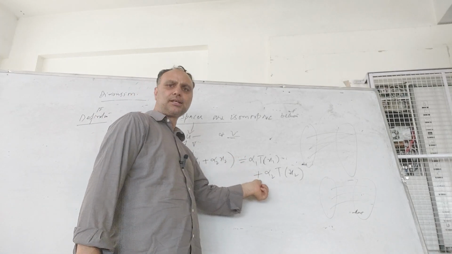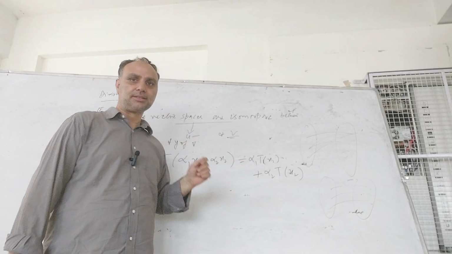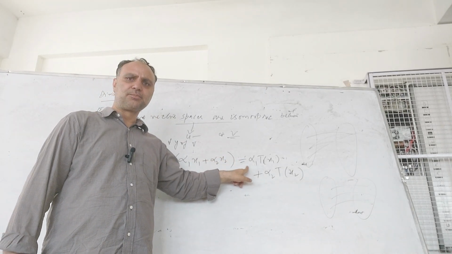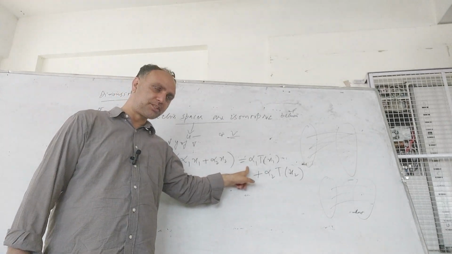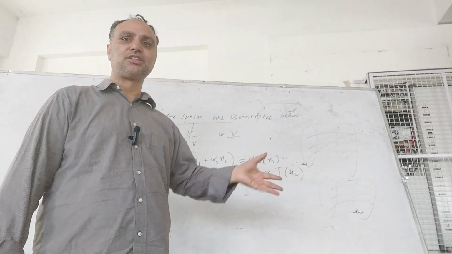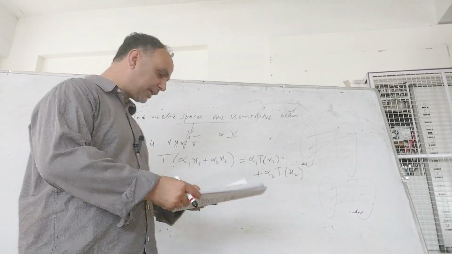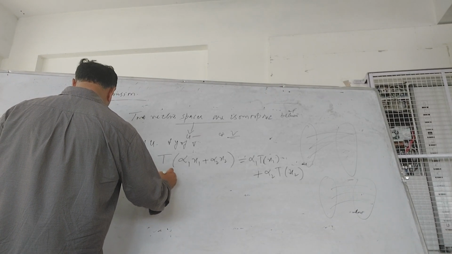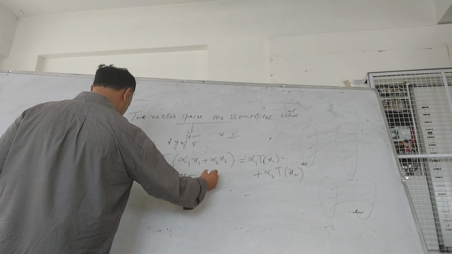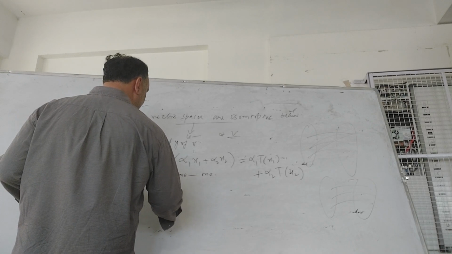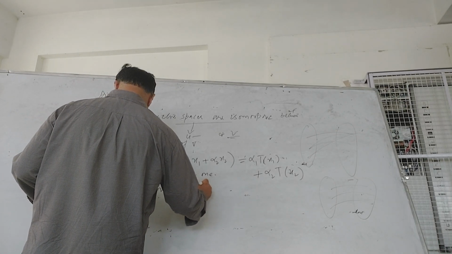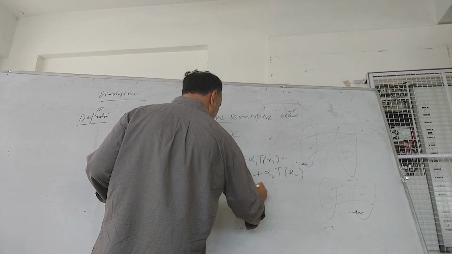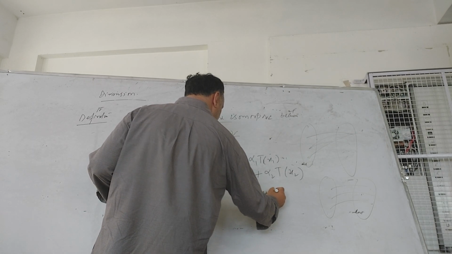So for two vector spaces to be isomorphic, this property should be satisfied. Alpha 1 and alpha 2 are scalars under consideration, and this property is the linearity-preserving, or isomorphism-preserving, property. So if we want to define it, isomorphism is a one-to-one correspondence that preserves all linear relations.